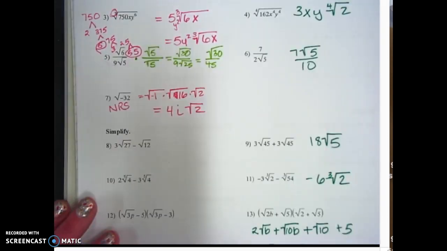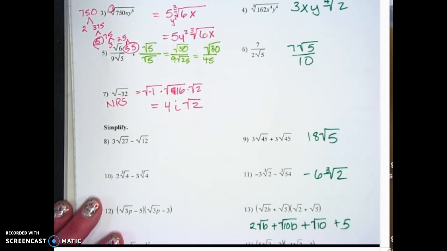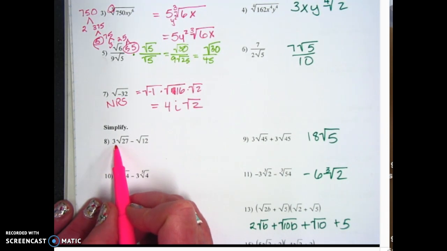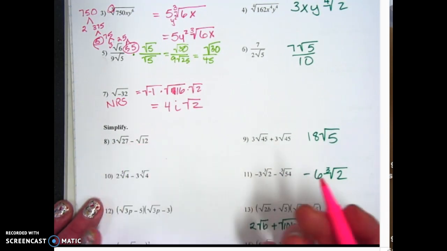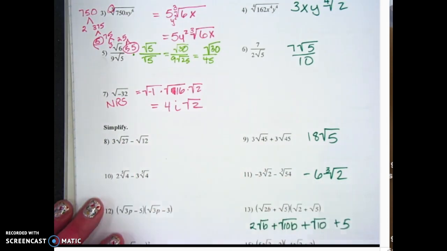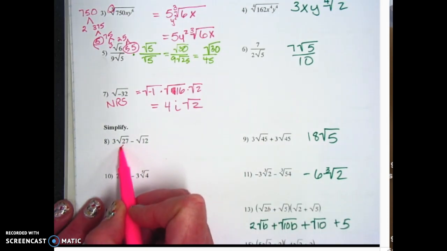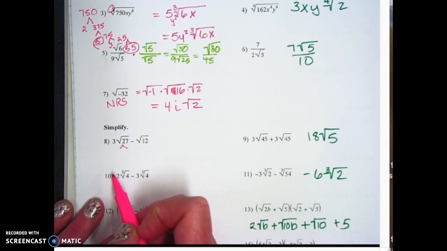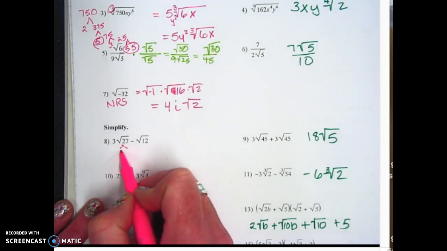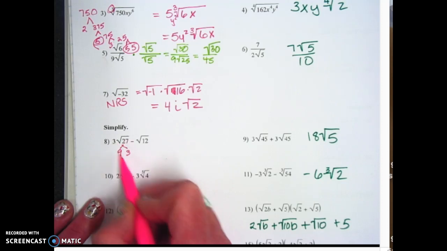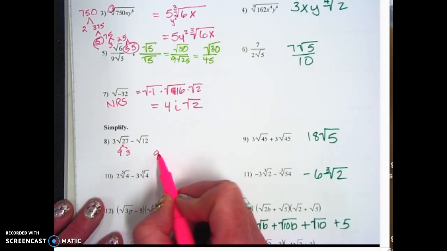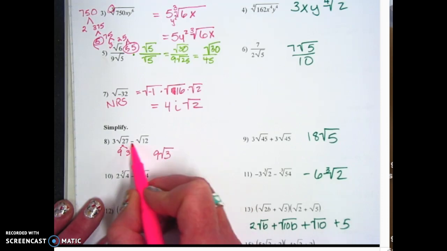All right, jumping down to number 8. So it doesn't look like we can combine these because they're not like terms, but the directions say to simplify. So we know, possibly we can factor out something. And I noticed that 9 is a factor of 27. So I'm going to pull out a 3. So 3 times 3 is 9. This 3 stays under the radical, so I have 9 rad 3.